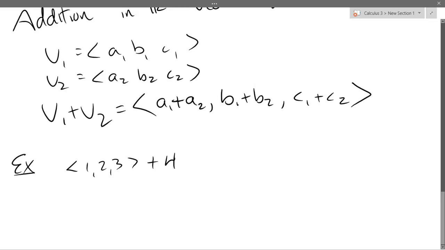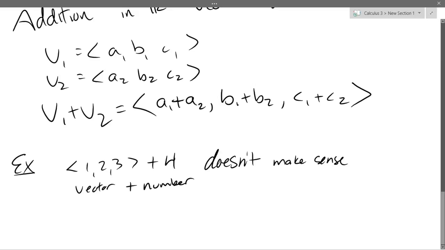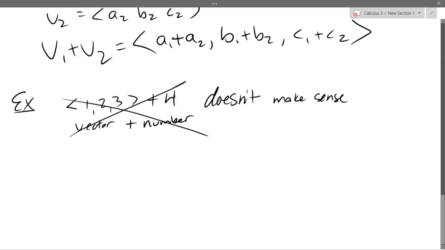Does this make sense? The vector 1, 2, 3 plus the number 4? Not really. Maybe if you added 4 to all of them, it might be reasonable, but this doesn't make sense. So there's no addition of vectors plus numbers. All right, so you have a vector plus number. Doesn't make sense. So this is all things we're not going to be doing.